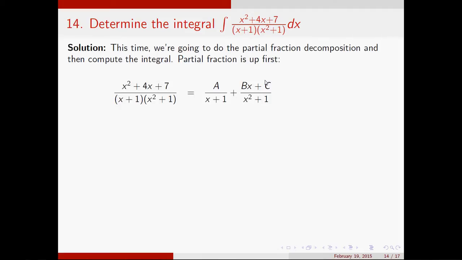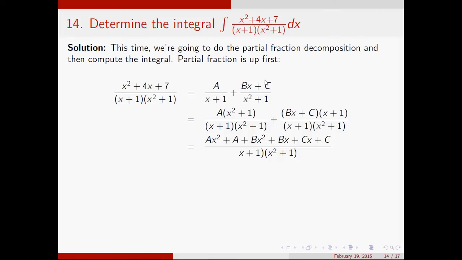So when we go to set up the partial fractions, we're going to take A over x plus 1 plus Bx plus C over x squared plus 1. Whenever we have an irreducible quadratic factor, that piece of the partial fraction decomposition is going to have a linear term in the top. So if we use just plain old common denominators to put these guys back together, I'm going to have A times x squared plus 1. I'm going to have Bx plus C times x plus 1 on the side.